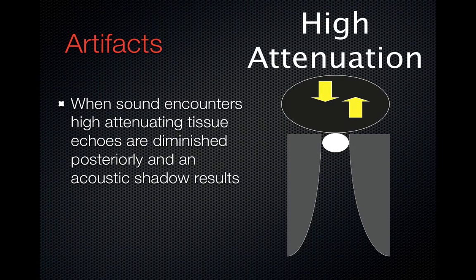First, we'll talk about attenuation. When sound encounters high attenuating tissue, echoes are diminished posteriorly, and an acoustic shadow will result. Structures such as bone are high attenuating tissues, and the artifact that's created behind them is a shadow.